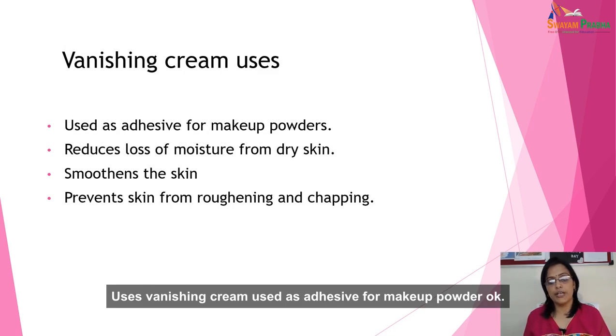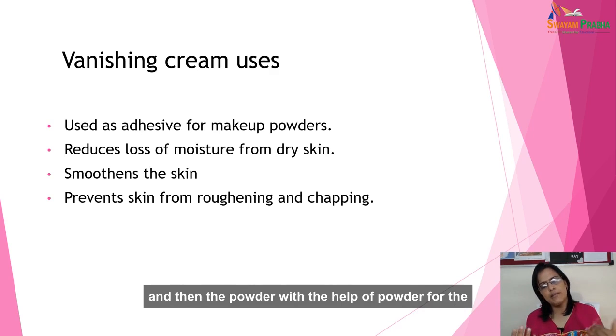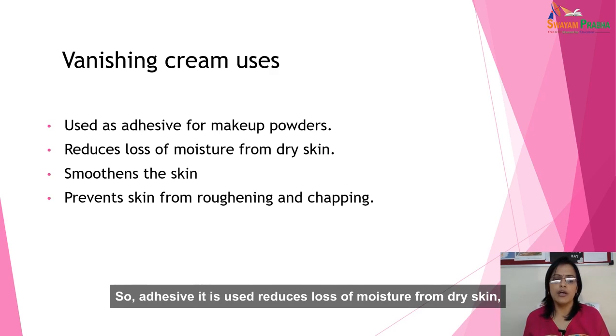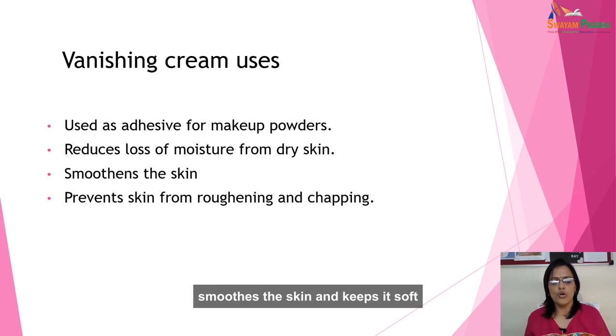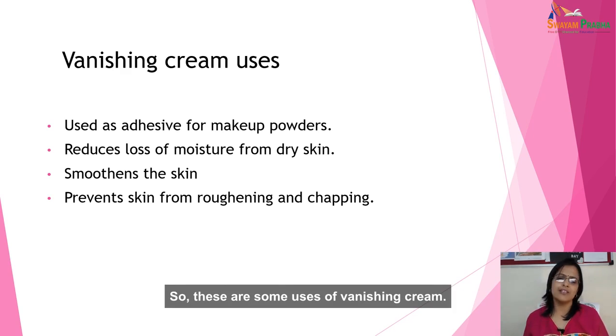Uses: vanishing cream is used as an adhesive for makeup powder. So vanishing cream is applied first and then the powder; with the help of a powder puff, the compact powder or the makeup powders are applied. So it is used as an adhesive, reduces loss of moisture from dry skin, smoothens the skin and keeps it soft, and prevents the skin from roughness and chapping. So these are some uses of vanishing cream.